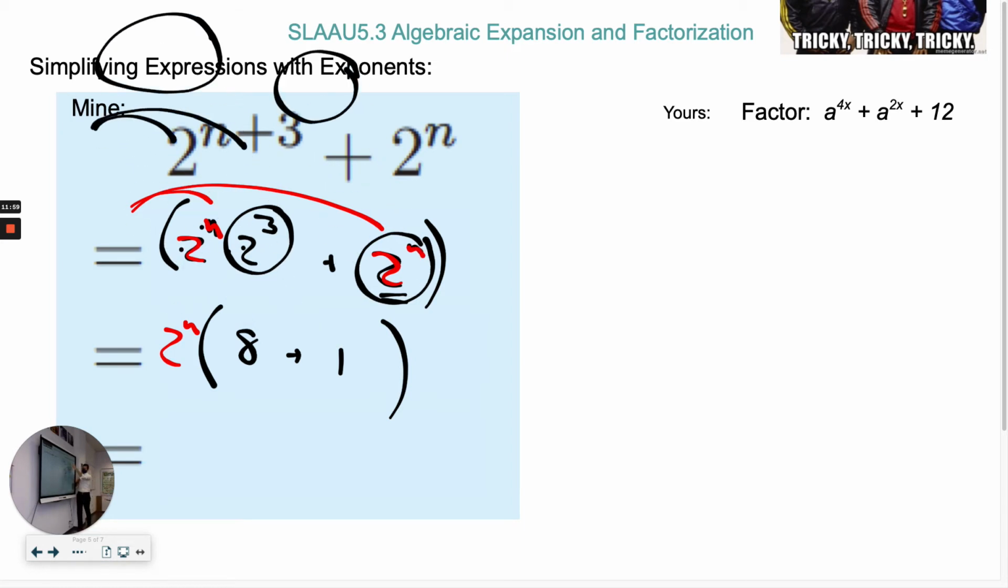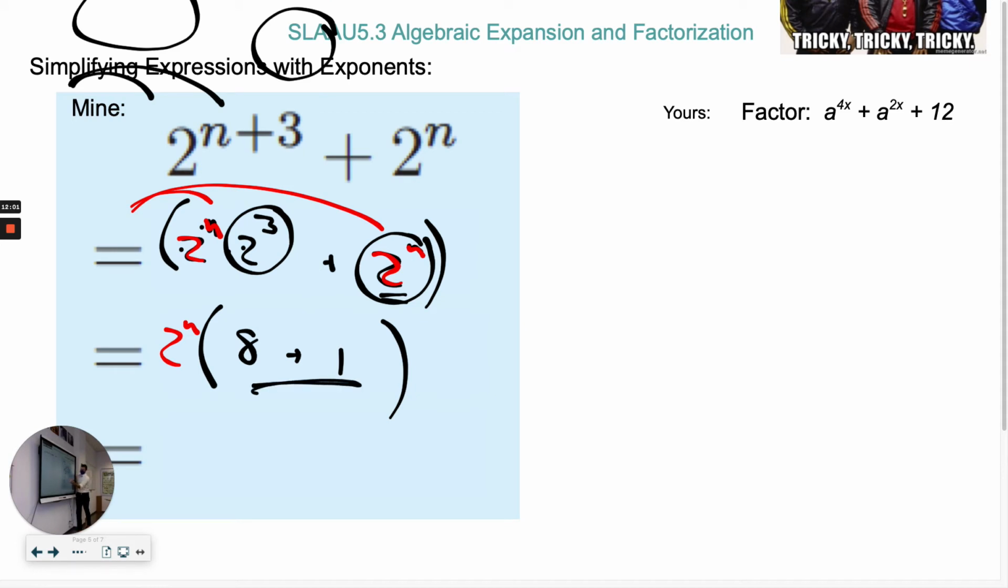So this is nice. What's even nicer is those two are whole numbers, or regular numbers, that we can add together. They're 9, so this becomes 9 times 2 to the n.